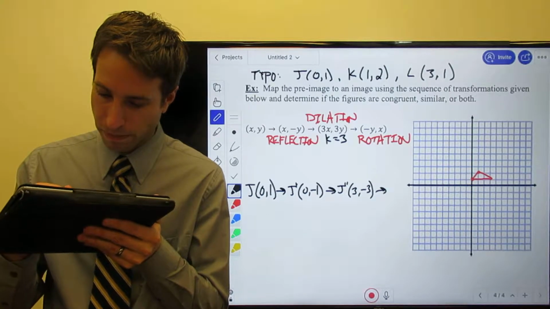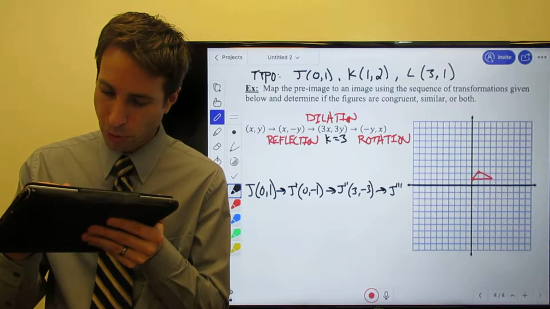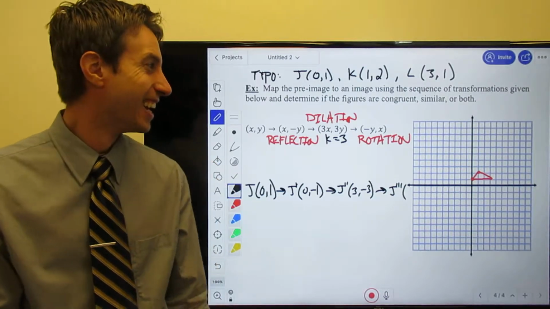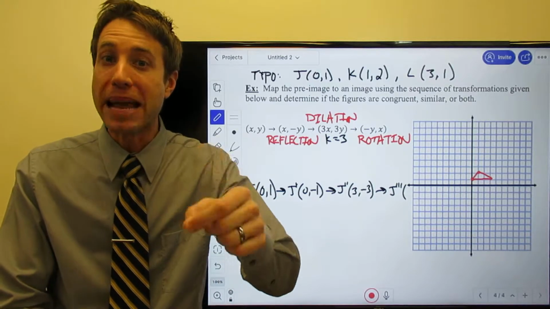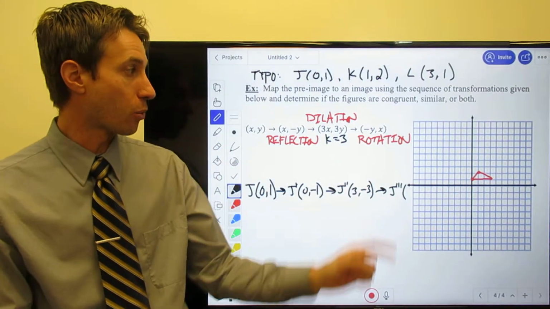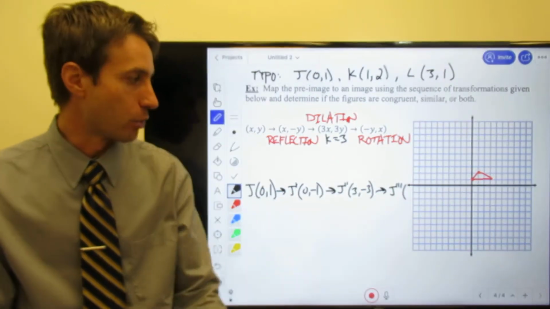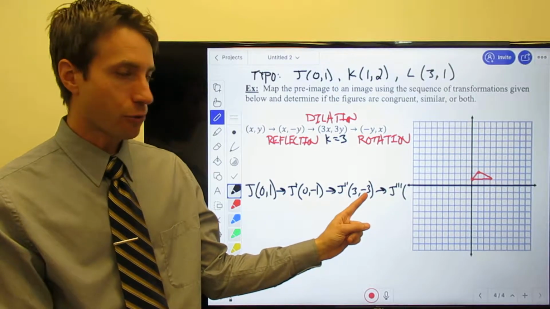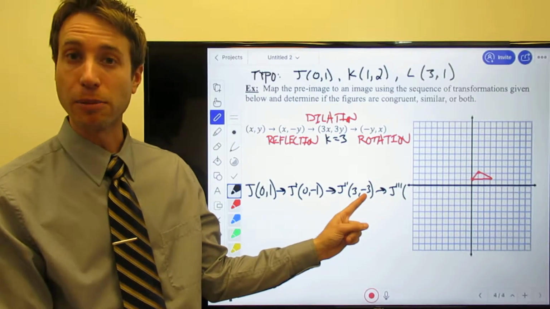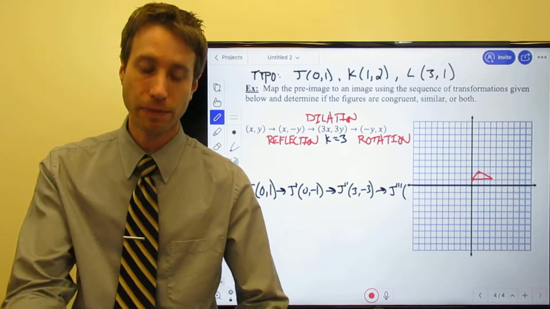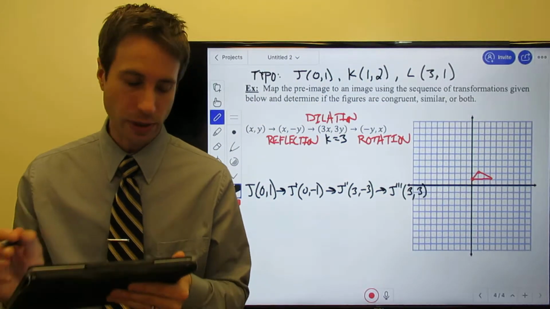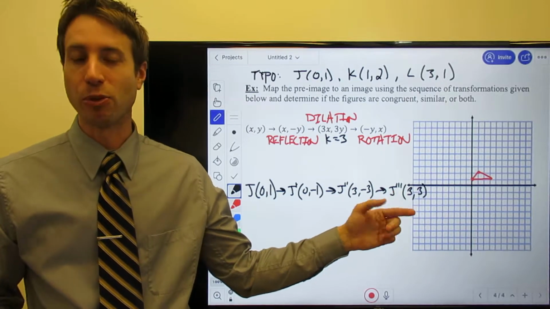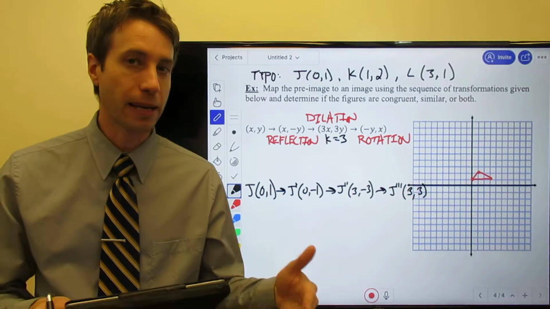Last one. Boom. J triple prime. What do we do? Switch the x and the y value, and we're going to multiply the y value by a negative. Okay, here we go. My y is negative 3. So now I'm going to put it first and multiply it by a negative. Negative times a negative is positive. So now it is (3, 0). There we go. My final point, J triple prime, is (3, 0).